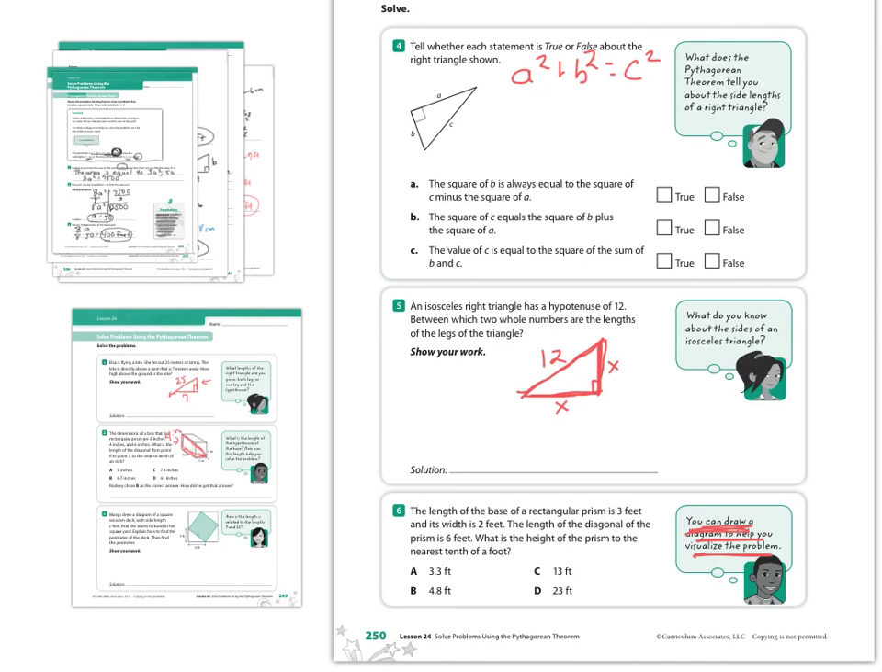With that being said, folks, hopefully this helped you out and guided you through problem solving lesson 24. I'm looking forward to being back at home and working on this stuff along with you.